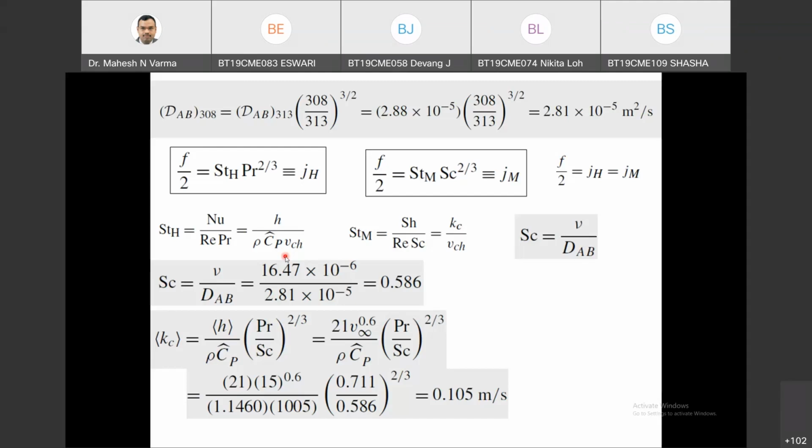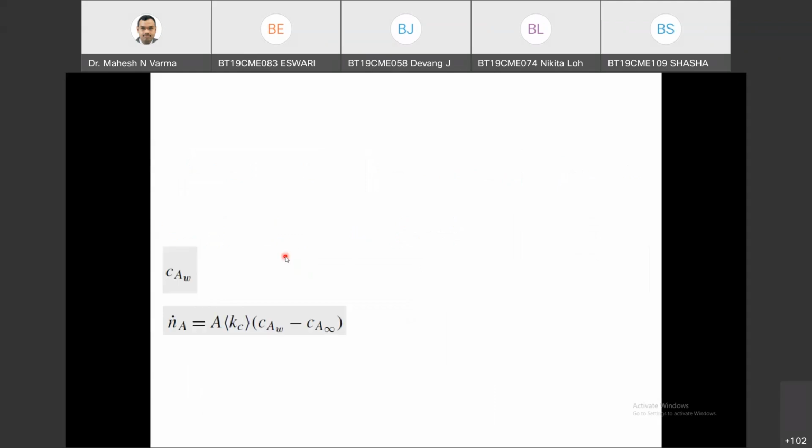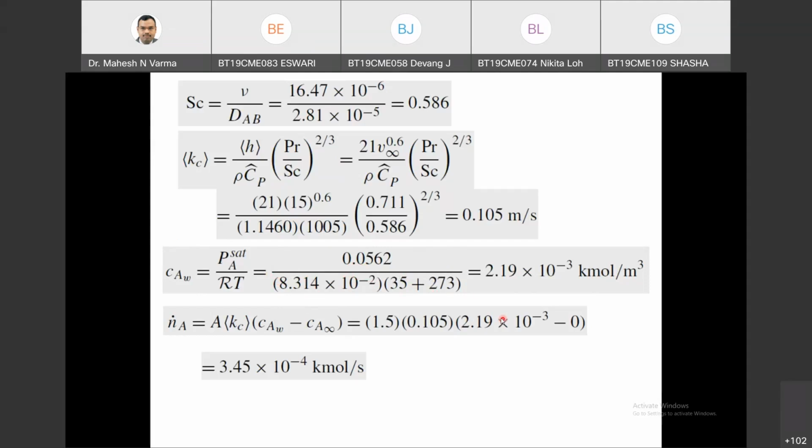Similarly, now you can calculate CAW. This is the appropriate value of R you can use. The pressure is in bar, so you take the unit of R accordingly, and temperature is in Kelvin. So this is 2.19 into 10 raised to minus 3 kilomole per meter cube. So one answer is to estimate the mass transfer coefficient, and the other is to estimate the rate of mass transfer. Rate of mass transfer is 3.45 into 10 raised to minus 4 kilomole per second. Everybody is getting this answer?